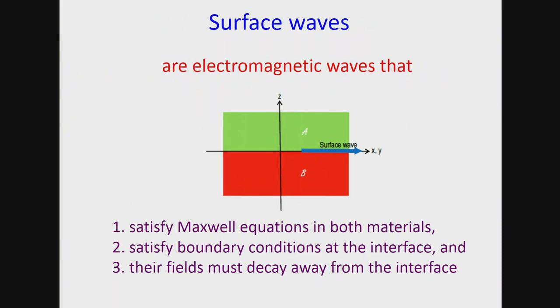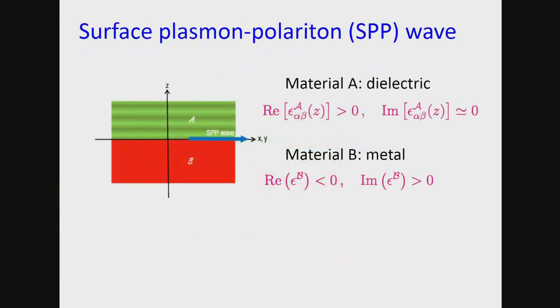Okay, coming back to the surface waves, there are three things that surface waves have to satisfy. One is that they should satisfy Maxwell's equations because they're electromagnetic waves. Then they have to satisfy the boundary conditions at the interface. And the last condition which makes them surface waves is that they should decay as we move away from the interface. Any wave that satisfies these three conditions is a surface electromagnetic wave. And we call it an SPP wave if one side is metal.